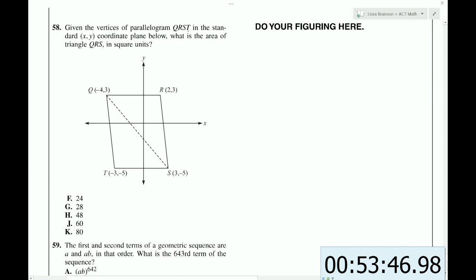Given the vertices of parallelogram in the standard coordinate plane below, what is the area of triangle QRS in square units? Okay, so we want the area of the triangle QRS, right? It's this one here. So area is base times height, and these have to be perpendicular to one another, right? So the base is easy enough. We can just use this top side here. And notice how the y coordinates are the same. So the length of this segment only has to do with the difference of the x coordinates, which would happen to be 6, right?